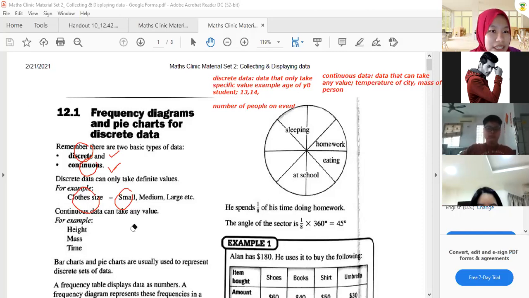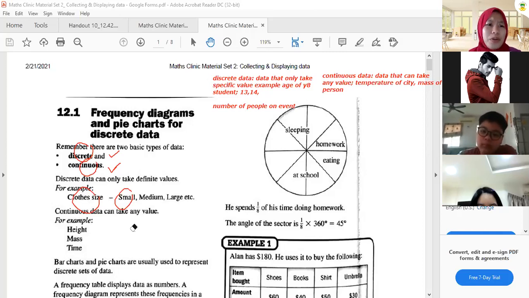Continuous data, my dear, means that it can take any value. For example, temperature of a city or mass of a person can be 40.1, 40.2 kilo, or 45 kilo. Okay, that is continuous data. There's no other type of data, my dear. Only two types of data we learn: discrete and continuous. Either it is specific to a value or it can take any value.